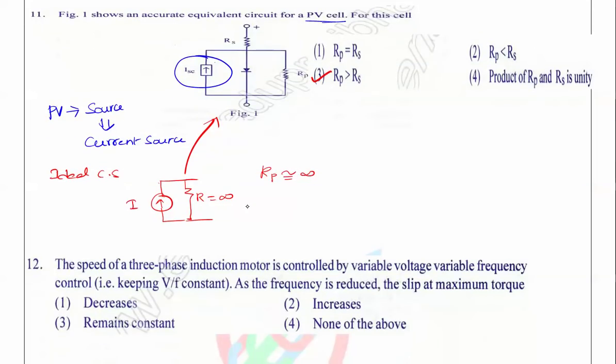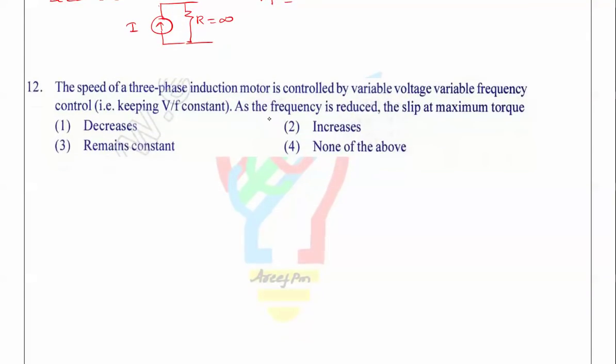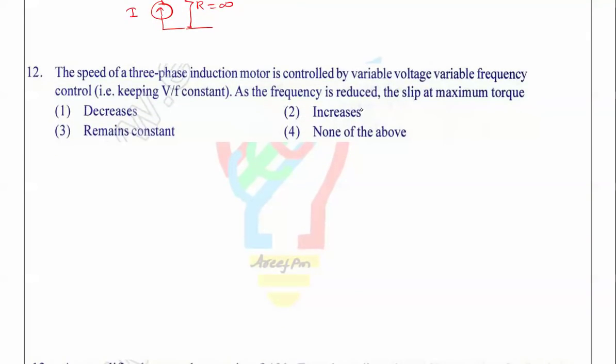Next one: the speed of a three-phase induction motor is controlled by variable voltage and variable frequency control. As the frequency is reduced, what happens to the slip at maximum torque? Generally we are following V by F control, so this ratio is constant. As V increases, F also increases, but V by F remains constant here. What we want is the slip at maximum torque.